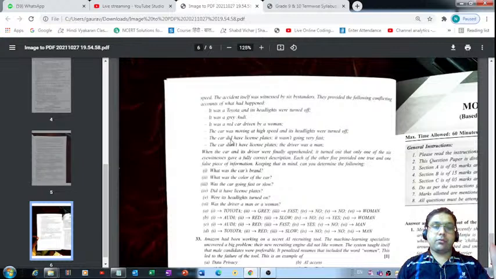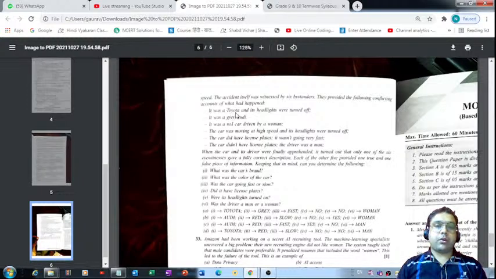So this is all what happened at that time when there was a car which was going at a fast speed on a lane, and the policeman noticed that car. So he gave us this information.